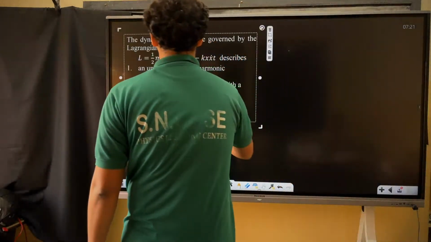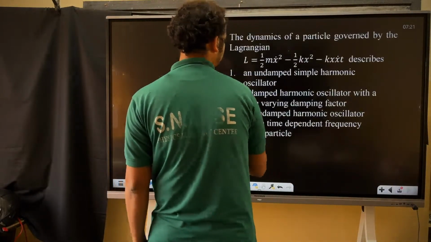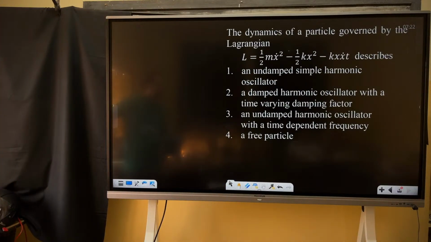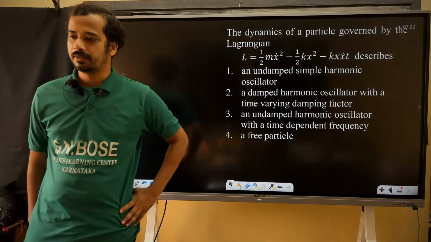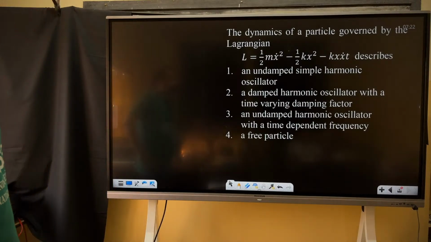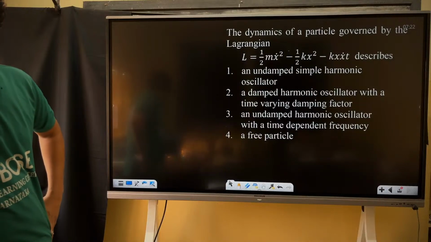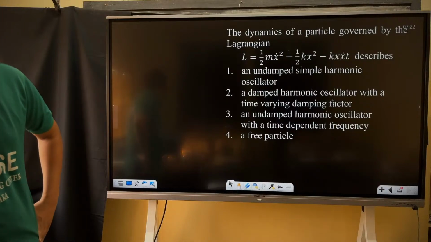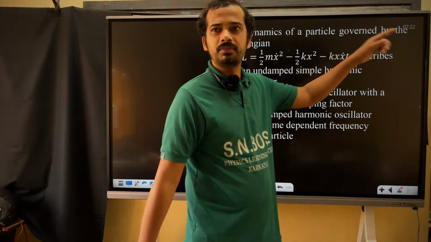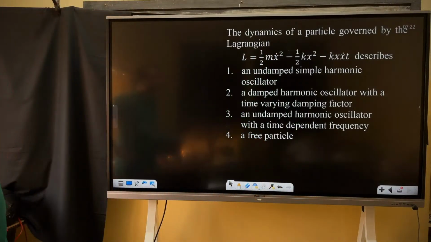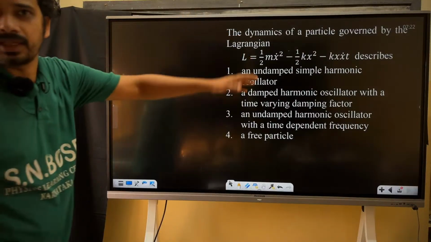The dynamics of a particle is governed by a Lagrangian. The options are: an undamped oscillator, a damped oscillator with varying damping factor, an undamped oscillator with a time dependent frequency, or a free particle. Just by looking at the Lagrangian, how do you say that because it contains time, it is a non-conservative system? No, you can't judge like that, because the Lagrangian can differ by a total time derivative. The Lagrangian is not unique. We have studied this theorem. So don't judge just by seeing that it has time in it.